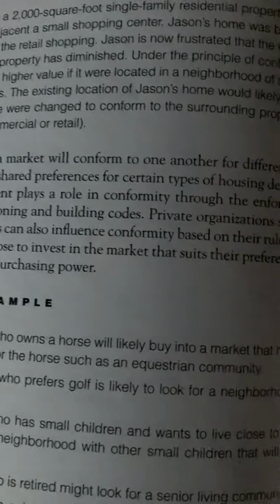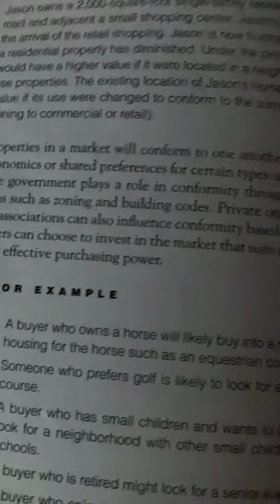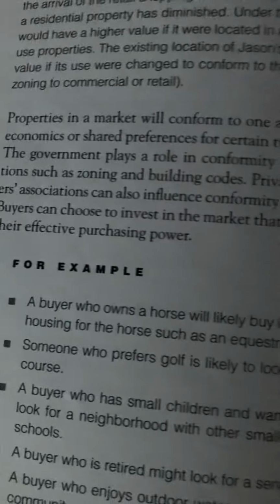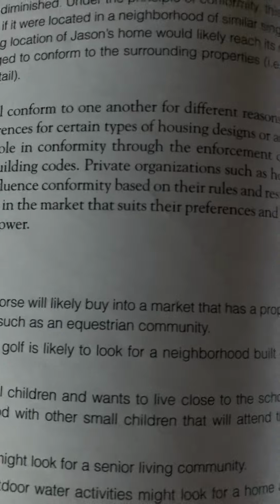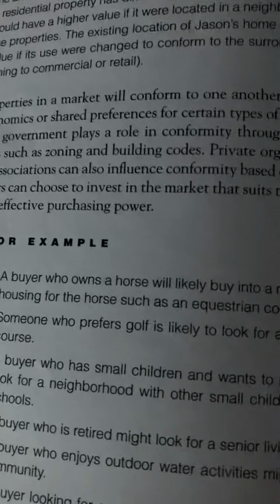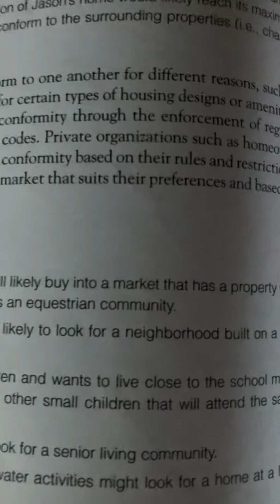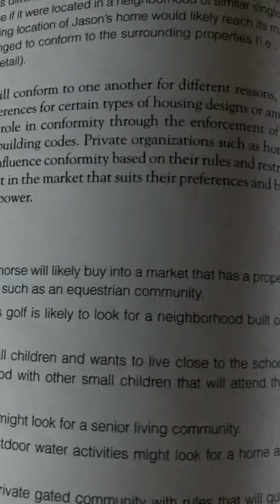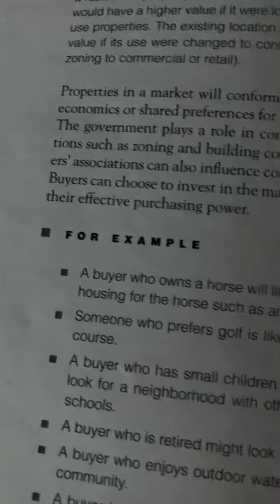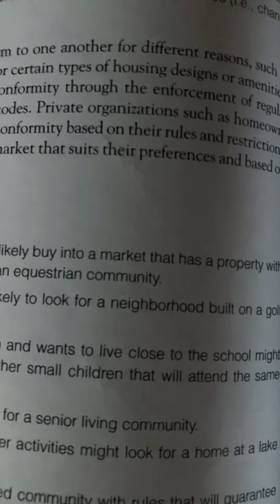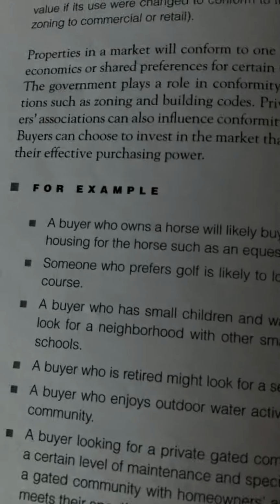Properties in a market will conform to one another for different reasons, such as economics or shared preferences for certain types of housing designs or amenities. The government plays a role in conformity through the enforcement of regulations such as zoning and building codes. Private organizations such as homeowners associations can also influence conformity based on their rules and restrictions. Buyers can choose to invest in the market that suits their preferences and based on their effective purchasing power.